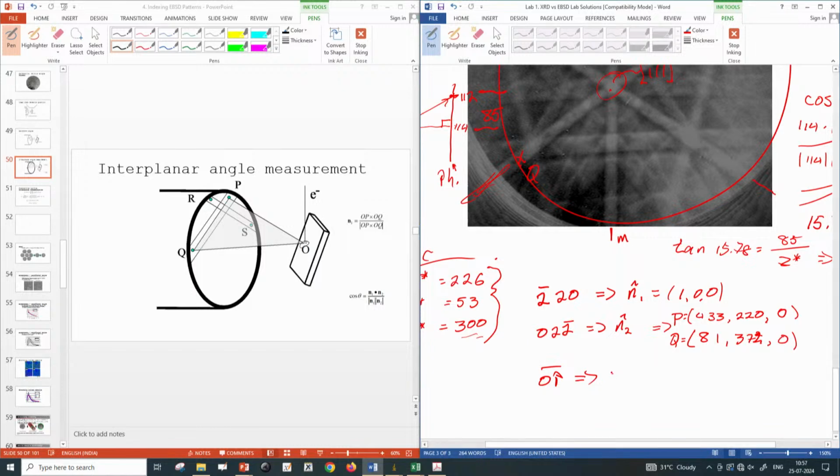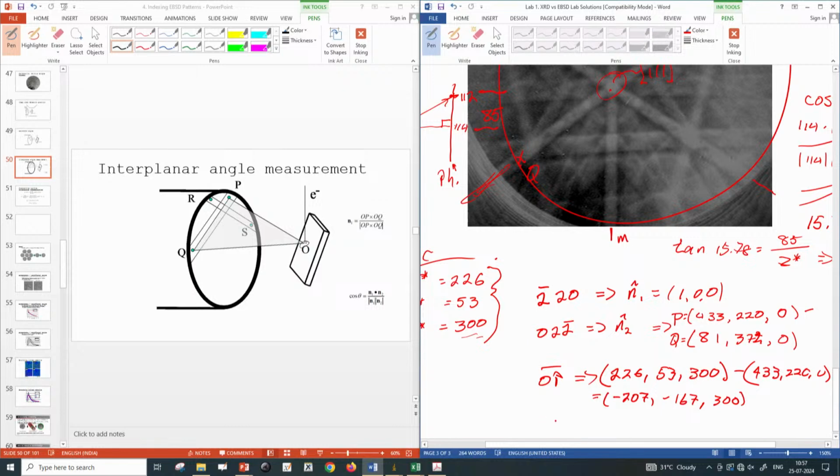So we're going to have 226, 53, 300. And we're going to subtract that from 433, 220, 0. And 207, right? How about the next one? It's going to be 167, is that right? Okay, you guys check me, right? So I'm making sure I'm doing this correctly.